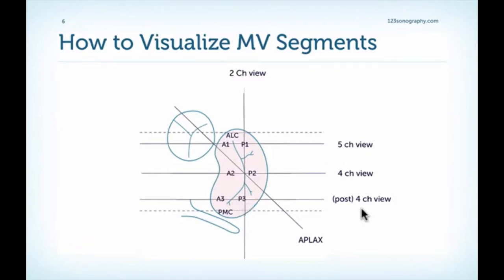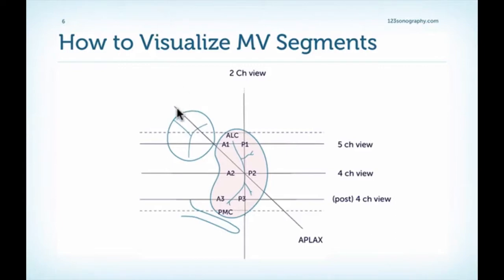Remember, we talked about this view in the How to Image section, where we also see the coronary sinus. And in this view, we can nicely see the posteromedial aspects of the valve, the posteromedial commissure. So just by tilting the transducer from the four-chamber view, either more upwards or downwards, you can scan the entire valve.